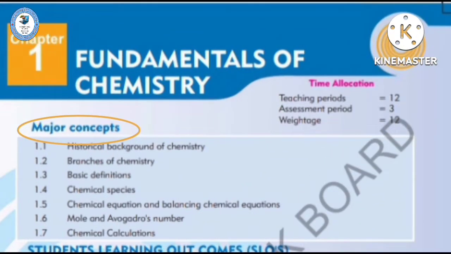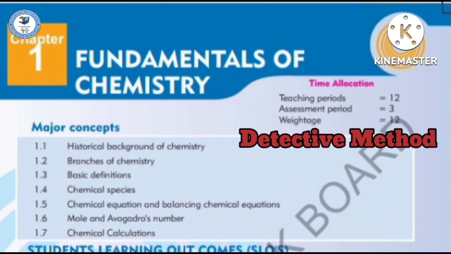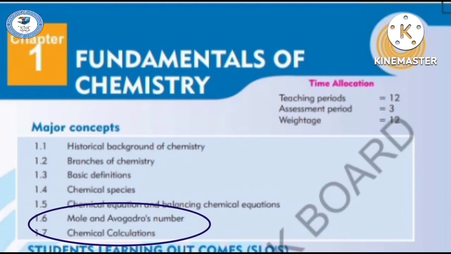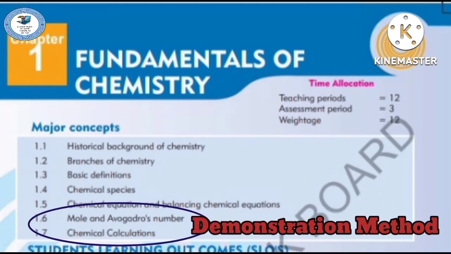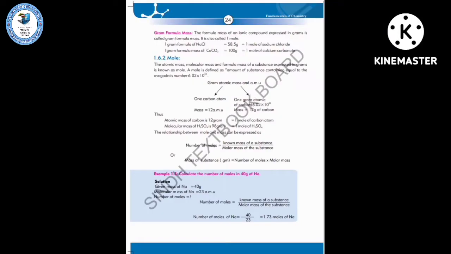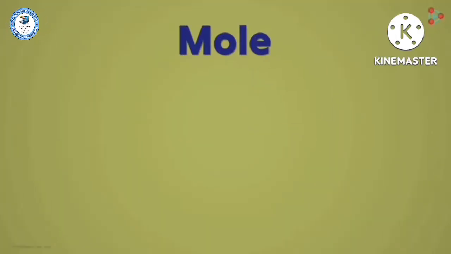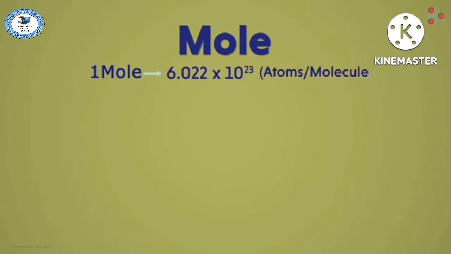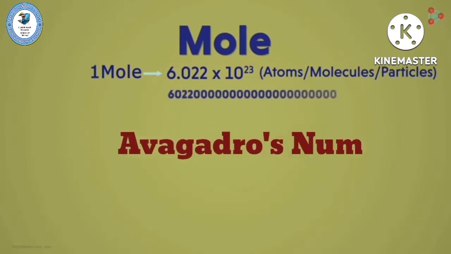In the last, we will learn the mole and Avogadro's number along with their calculations by using deductive, trial and error, textbook, and demonstration methods. The atomic mass, molecular mass, and formula mass of a substance expressed in grams is known as a mole. 1 mole is equal to 6.02 × 10^23 particles. 6.02 × 10^23 is a constant value to calculate the number of atoms or molecules present in 1 mole and is known as Avogadro's number.